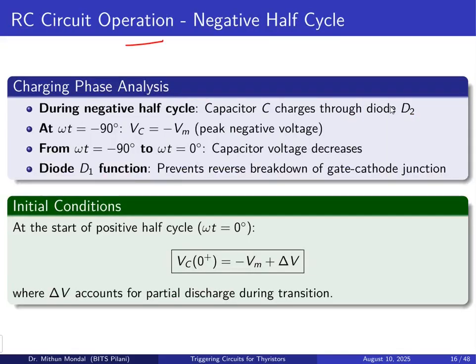RC circuit operation in the negative half cycle: we have to do the charging phase analysis. In the negative half cycle, the capacitor will be charging through the diode D2, and at omega t equal to minus 90 degrees, the capacitor voltage will be the negative of the peak value of the supply voltage. And from omega t equal to minus 90 to 0 degrees, the capacitor voltage will decrease. The function of diode D1 is to prevent the reverse breakdown of the gate cathode junction.